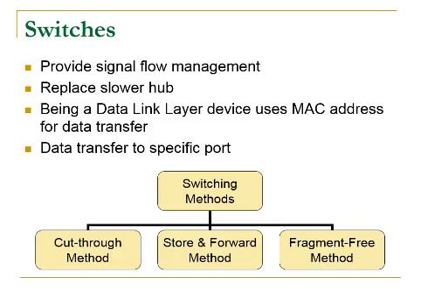It provides signal flow management and replaces the slower hub. Being a data link layer device, it uses the MAC address for data transfer. So data transfer to a specific port takes place, as with a bridge. That is called a switch, which is more intelligent than a hub. That's why, instead of preferring the hub, the user or client prefers the switch to configure the network.